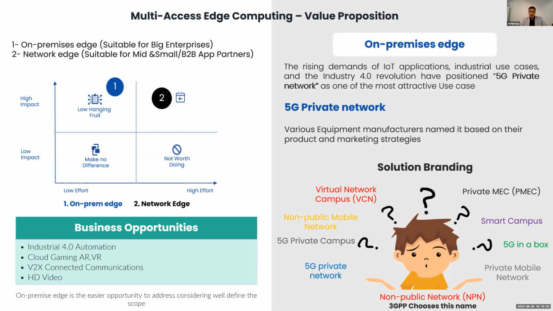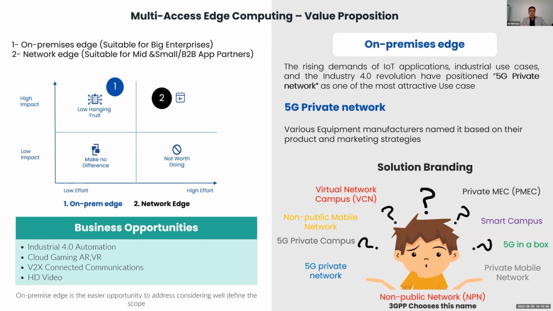Moving on, let's have a look at the value proposition of these two different categories of multi-axis edge computing. We can see that there is a huge impact that both will create. But the fact of the matter is that the first category, on-prem edge, has an advantage in terms of the amount of effort to be done, because it is an easier opportunity to address. Enterprises somehow have a well-defined scope, so the operator really knows what to do and what kind of application use cases need to be served there. The second category, the network edge, is also very important, but the amount of effort required is much higher.